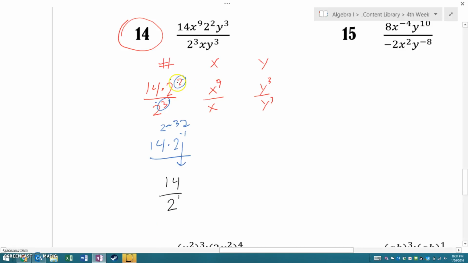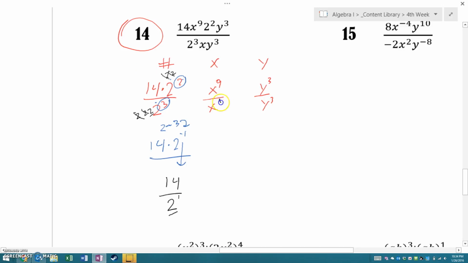See, so what happened was I was able to take, there are 2 2's, I was able to eliminate both of those. Here I have 3, and eliminate 2 of those. Now there's one of those 2's left over, and that's the one that I have here in the fraction.